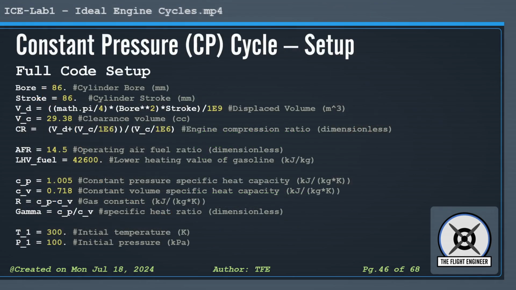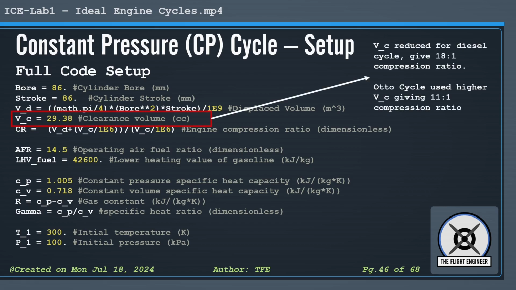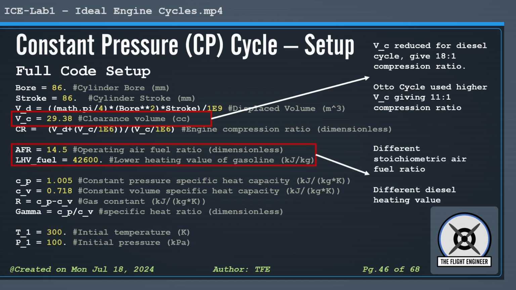Let's get into the problem setup. Here, the initial conditions will be very similar to what we used for the Otto cycle. We will change compression ratio by adjusting our clearance volume, since diesel engines typically have a much higher compression ratio than gasoline ones. In this case, we'll go for an 18:1 compression ratio as opposed to the previous 11:1. Additionally, assuming our diesel engine is burning diesel fuel, we will have to change the air-fuel ratio and lower heating value for the fuel for the values of a diesel-air mixture. Other than that, all of our defined variables can remain the same.